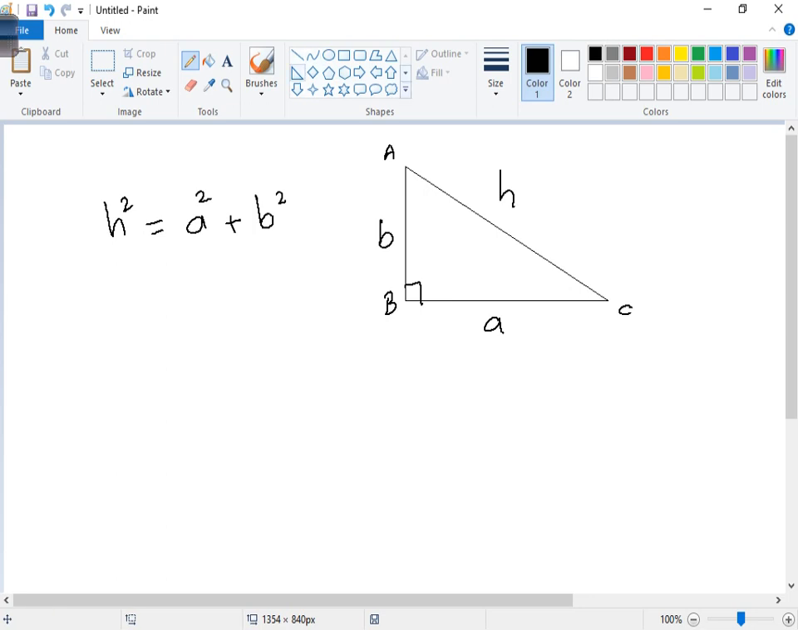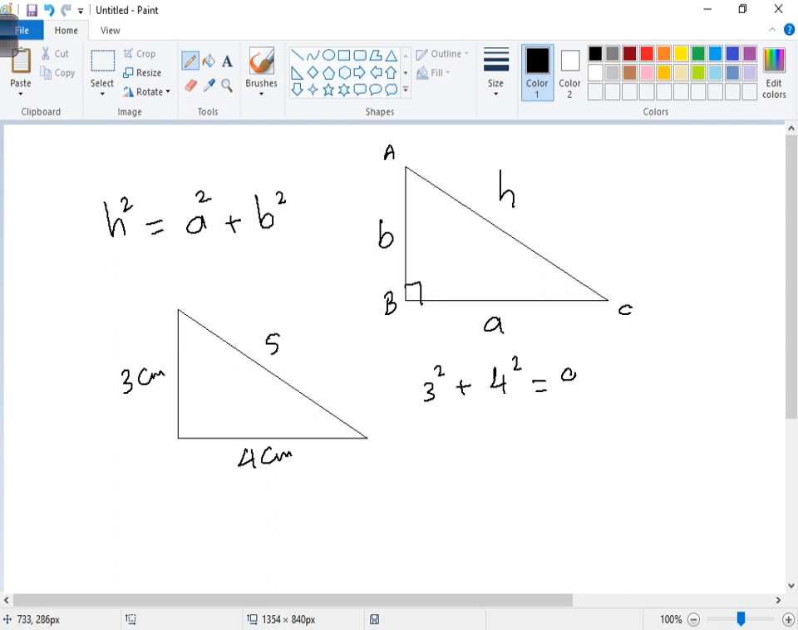If we have a triangle like this, with 3 centimeter and 4 centimeter, according to Pythagoras theorem, this will be 5 centimeter. How did we obtain this? It will be 3 squared plus 4 squared, which is 9 plus 16 equals 25, and the square root of 25 is 5. That is how this works.